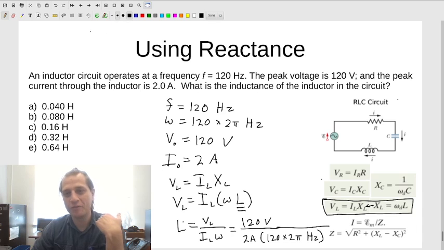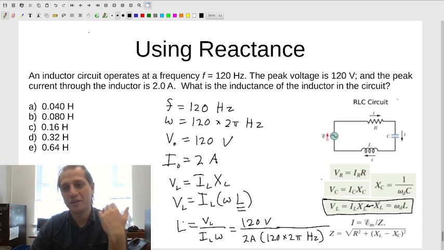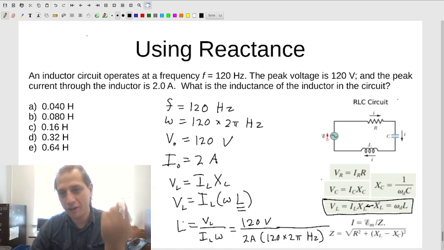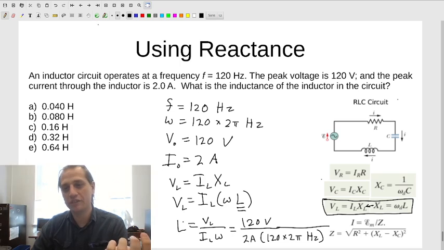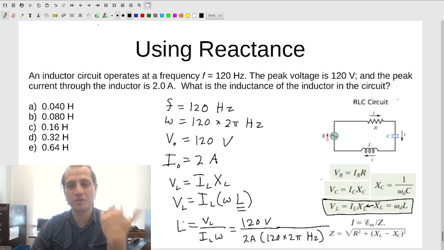For capacitors, the higher the frequency you go, the higher the current. For inductors, the higher the frequency you go, the lower the current.